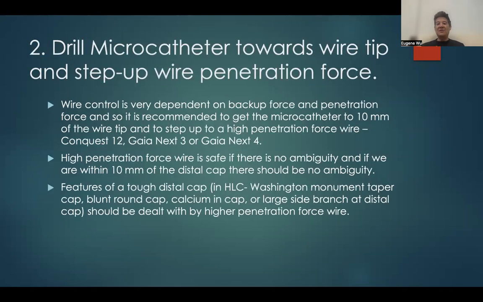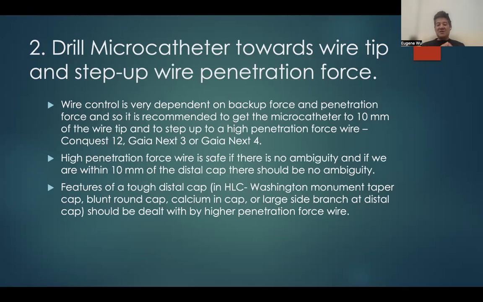Number 2, drill the microcatheter towards the wire tip and step up the penetration force. Wire control is dependent upon backup force and penetration force of the wire. So we need to get good backup force by drilling the microcatheter near the wire tip, and also step up to a high penetration force wire, a Conquest 12, a Gaia Mix 3, or Gaia Mix 4. The high penetration wire is safe in these cases because by the time you're 10 millimeters from the distal cap, there's no vessel course ambiguity. And if there's no ambiguity and you can precisely direct your wire, a high penetration force wire is safe.